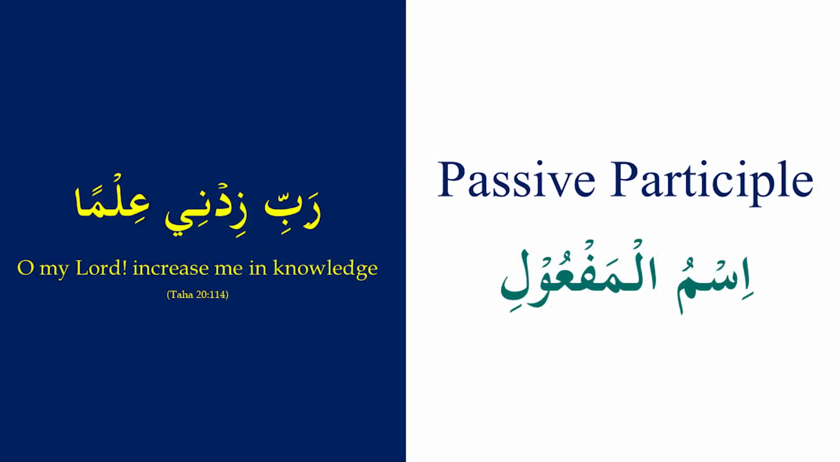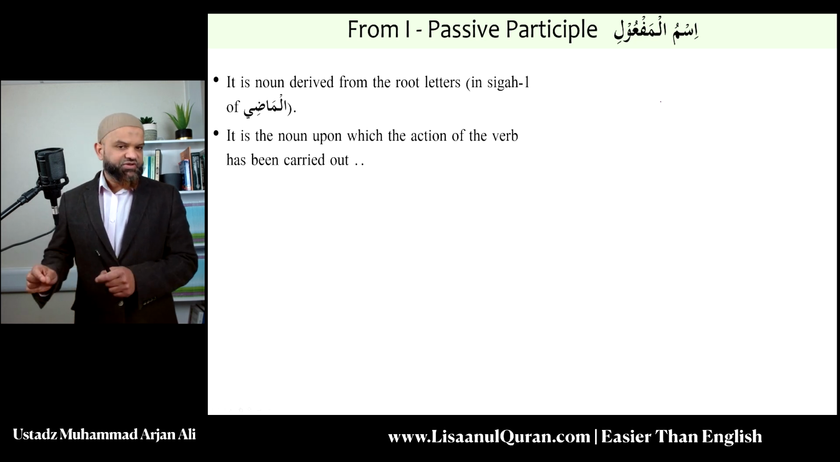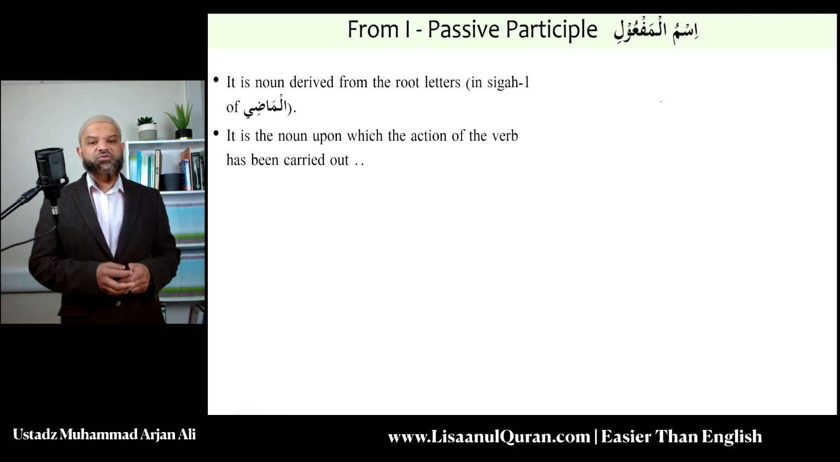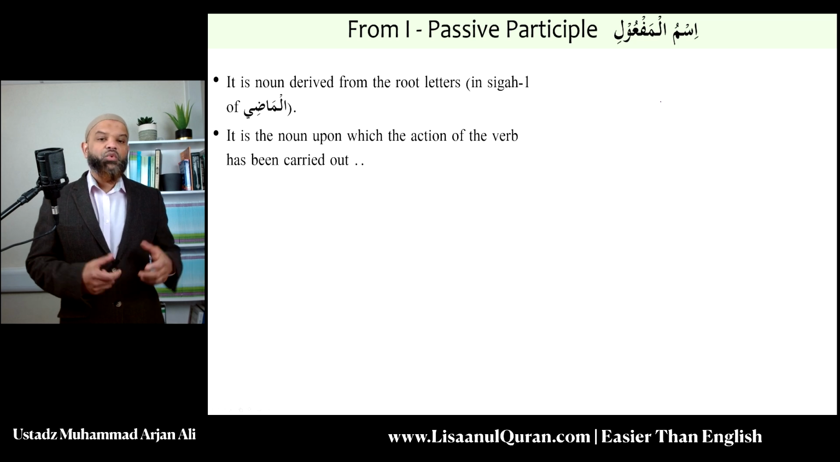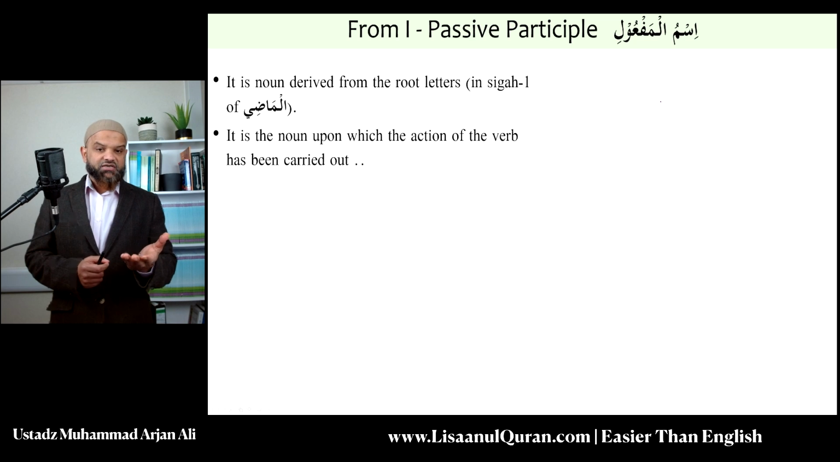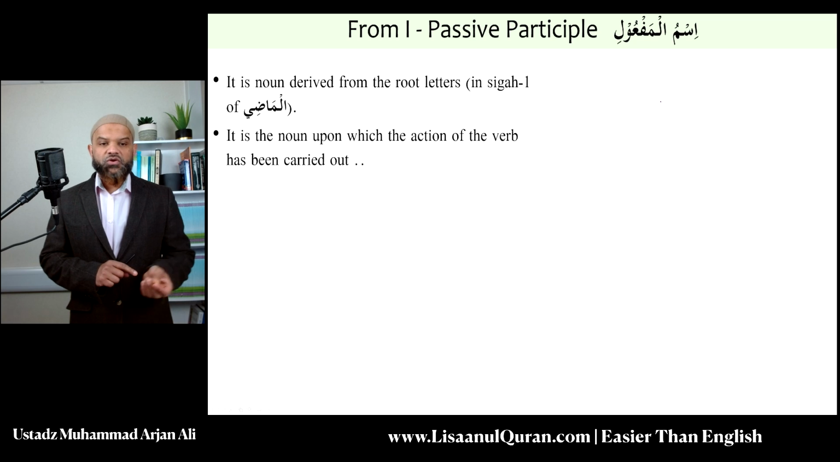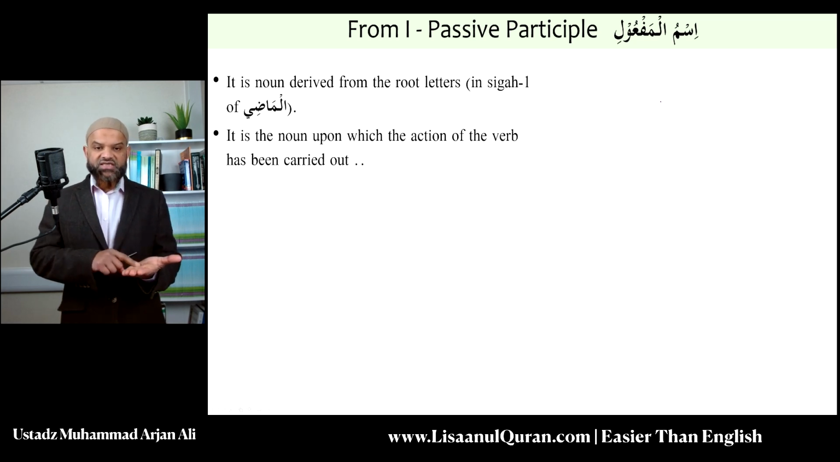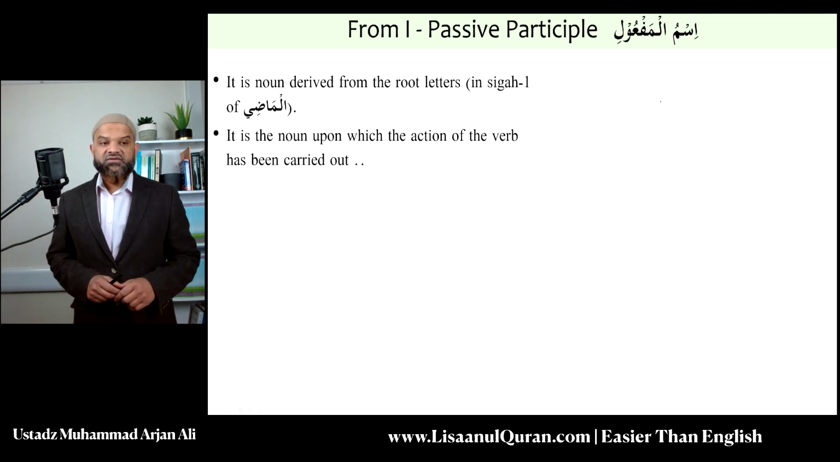The passive participle, ismul maf'ul. So what do we mean by the ismul maf'ul, the passive participle? Just like previously we saw from the 3 root letters, for example, fataha or nasara, daraba, sami'a, we can derive the doer, which is the fa'ilun. We can also derive the object noun, meaning the noun that receives the action. So it is again a derived noun from 3 root letters upon whom the action has been done. So the noun, the person or the being or the thing upon which the action has been carried out.